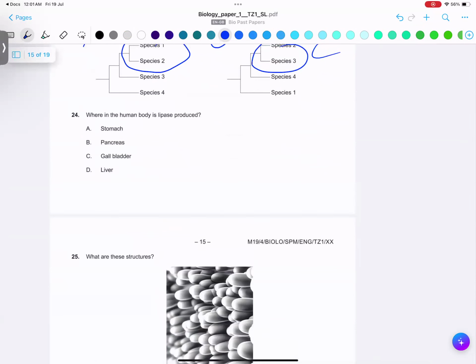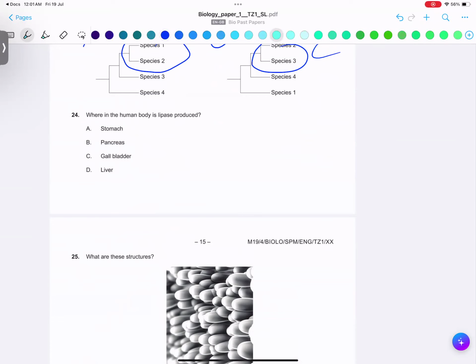Where in the human body is lipase produced? So this is not elimination, because you actually should know this. It is in the pancreas. So here we just look at our answers. Not in the stomach. It is in the pancreas, not gallbladder, not liver. That's it. This is simple.